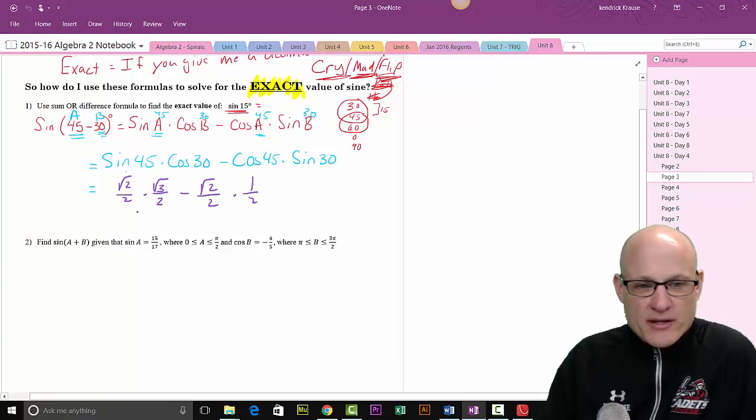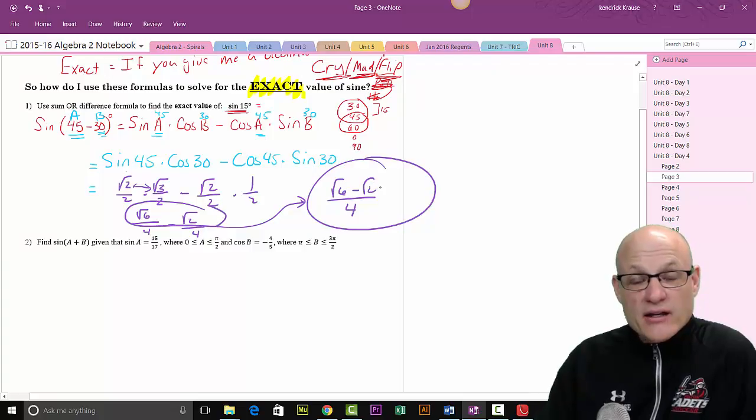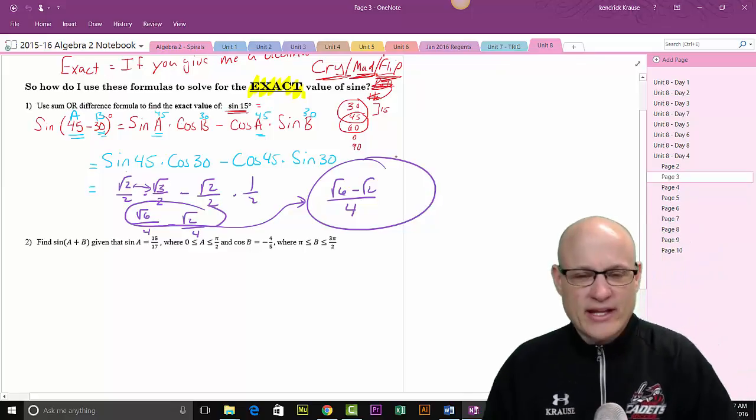So when you multiply across, square root of 6, because square root of 3 times 2 is 6, all over 4, minus the square root of 2 over 4. Now that they have a common denominator, we keep that denominator 4, and we subtract the numerators. Square root of 6 minus the square root of 2. Done! You can't put those together. They're not the same radical, so they can't be put together.